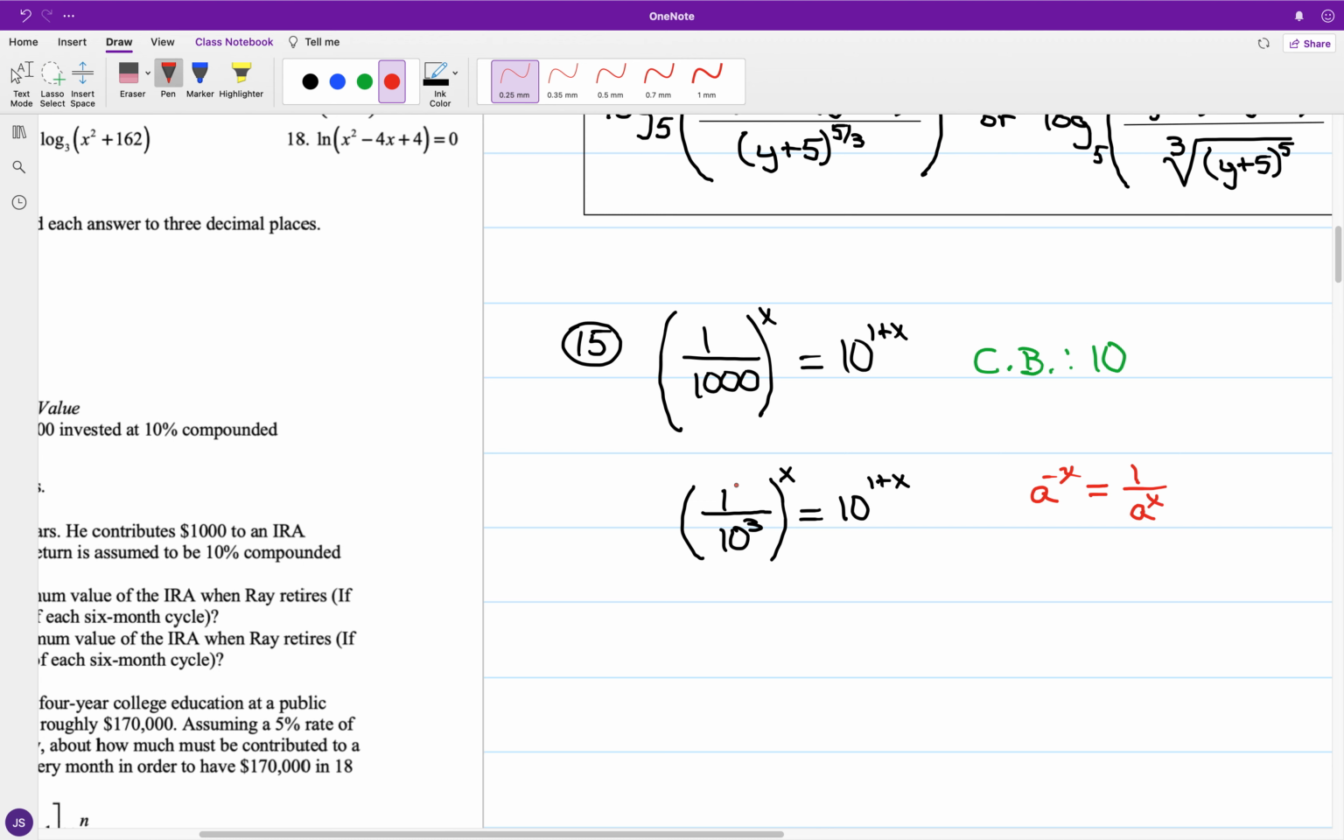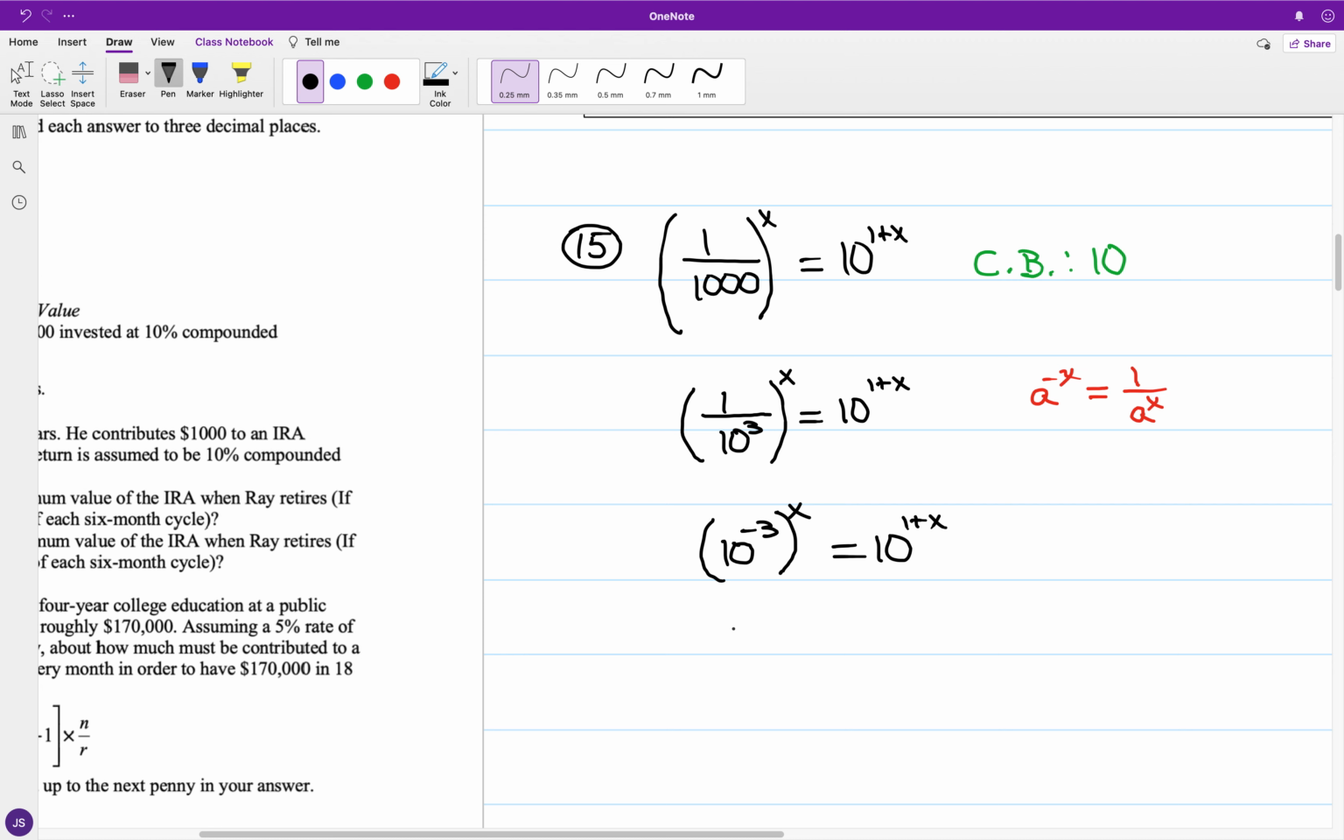Well, guess what? I got 1 over 10 to the positive 3. And if I rewrite this, that is going to be 10 to the negative 3 power. So 1 over 10 cubed raised to the x is going to be 10 to the negative 3 raised to the x. And I have equal to 10 raised to the 1 plus x power.